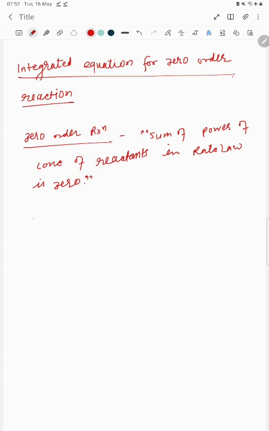So here how can you write that? Rate is proportional to, suppose A is giving B plus C, or you simply write A is giving B. So what will be the reactant power? It is 0. So the order is going to be 0. Now we have to integrate. We have to learn how we can integrate the zero order reaction.